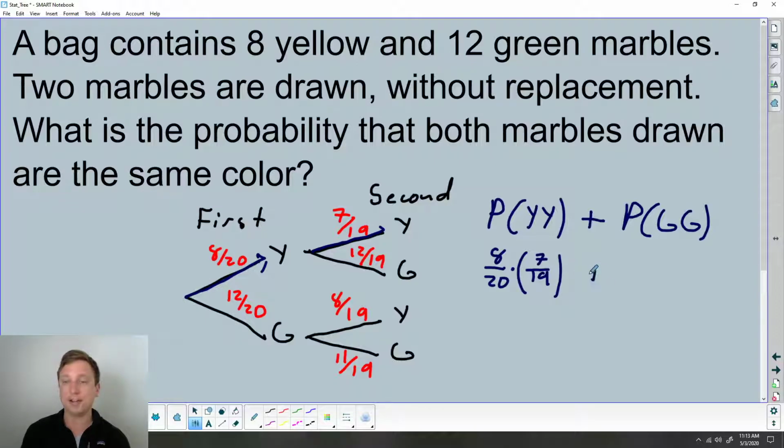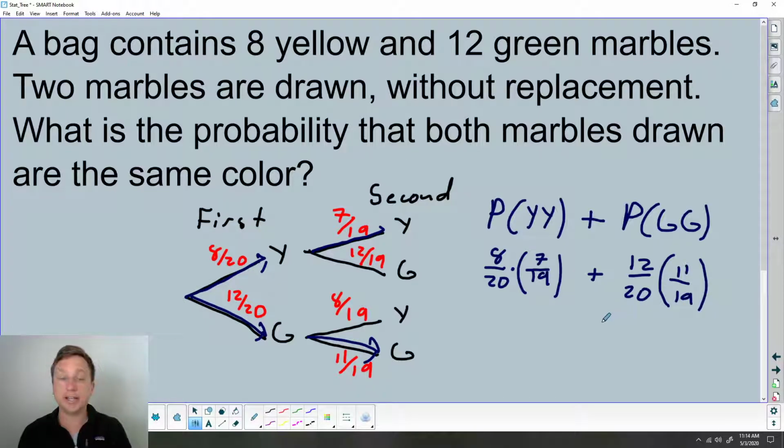Or I can have the probability of a green first, which is 12/20. We're going this way on the branch now. 12/20, and I want to draw a green second. And we multiply. Whenever you find yourself saying and, you multiply. Whenever you find yourself saying or, you add. Multiple outcomes would be adding also. That satisfies this requirement. And I want a green second, so 11/19. So now we need to add these together.